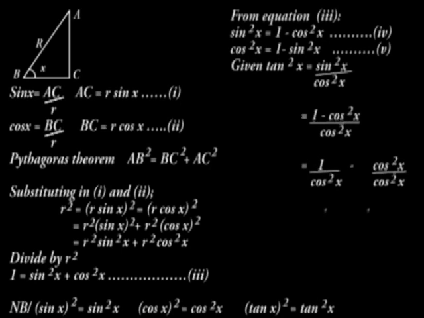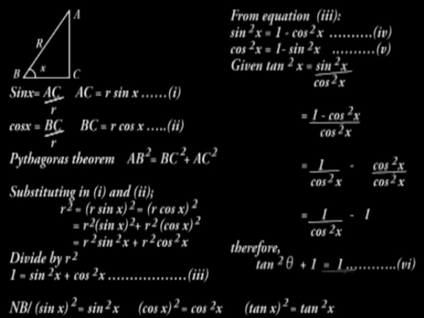Breaking this into separate fractions, we have tan squared x is equal to 1 over cos squared x minus cos squared x over cos squared x, which ultimately gives us 1 over cos squared x minus 1. Therefore, tan squared theta plus 1 is equal to 1 over cos squared theta.